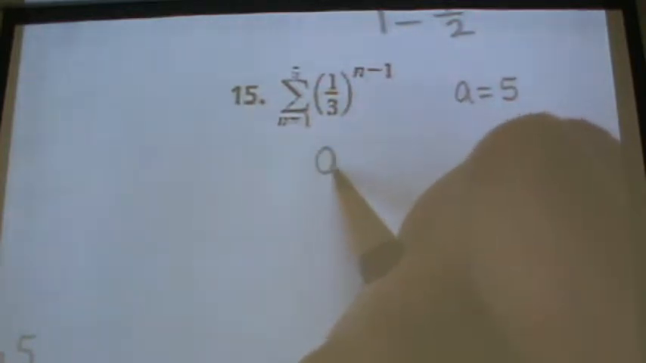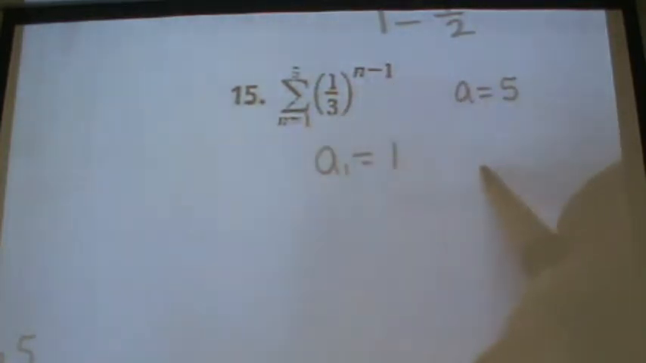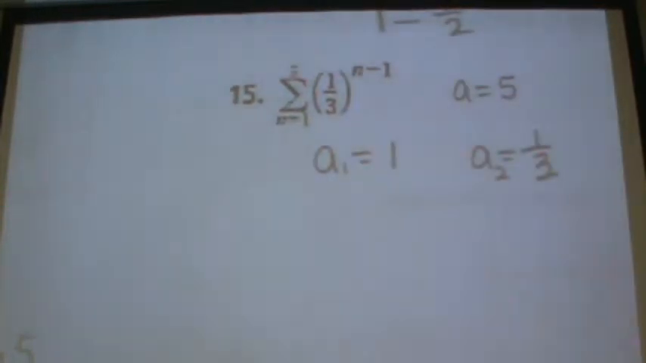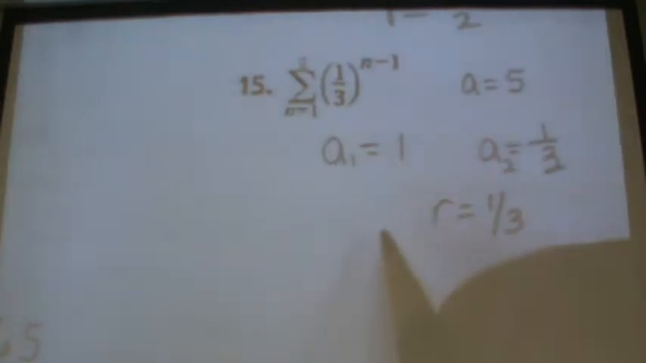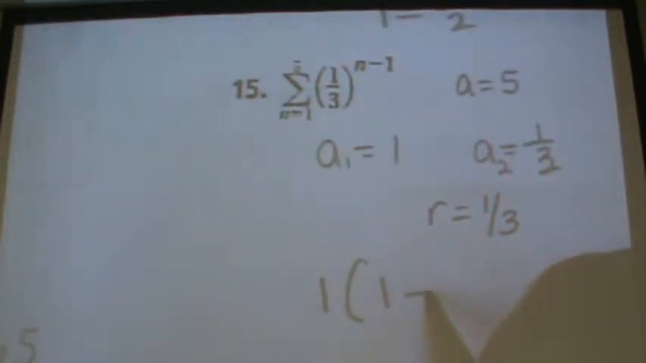Next one, number 15. How many terms are you adding together? 5. The first term in the sequence, if you put a 1 in here, 1 minus 1 is 0, 1/3 to the 0 power is 1. When you plug a 2 in here, a sub 2, you're going to get 1/3. So what is r? It's 1/3. So the formula is the first term times 1 minus the r value to the n power over 1 minus r.